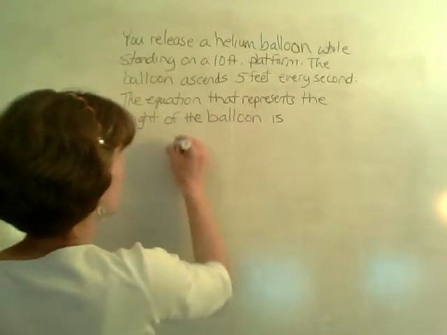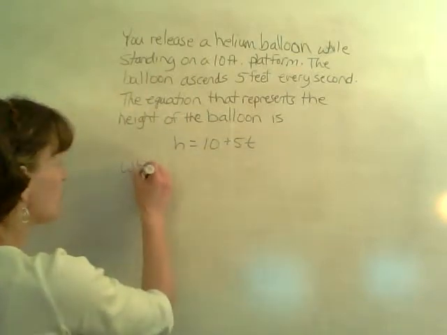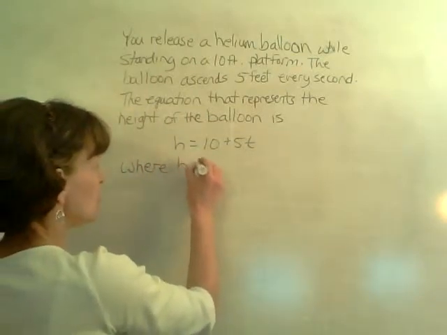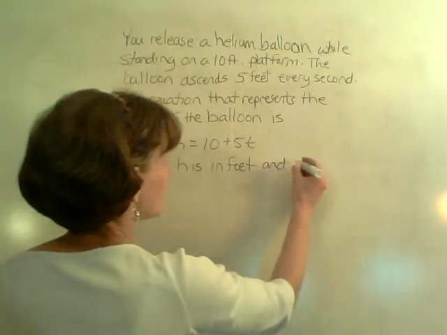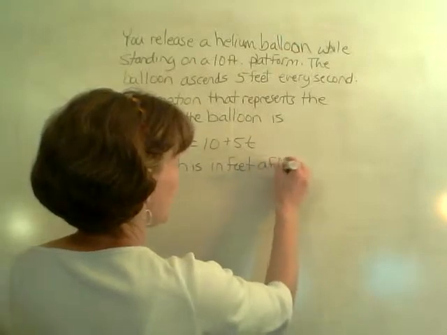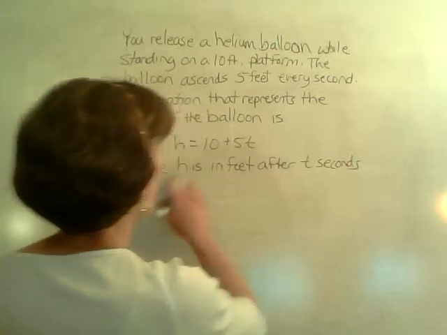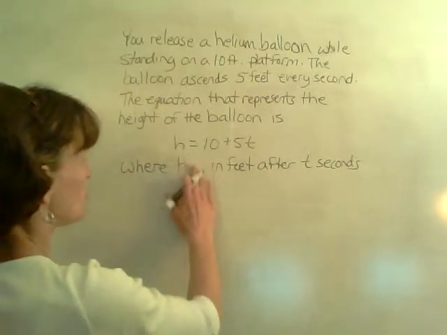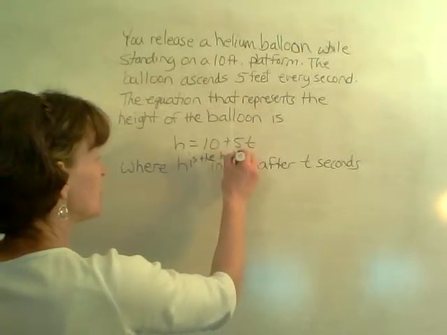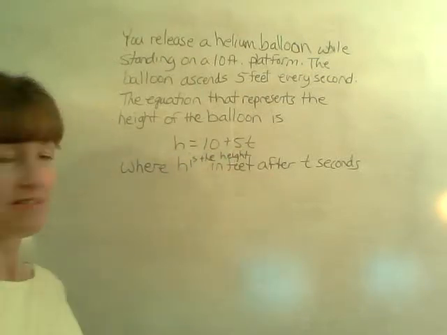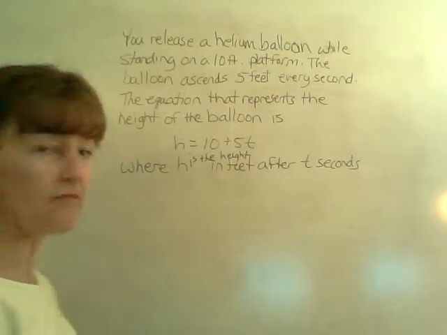is h equals 10 plus 5t, where h is in feet and after t seconds. So h is the height of the balloon in feet. In fact, we can say that h is the height in feet after t seconds. All right? So my equation is h equals 10 plus 5t, and I'm going to graph this.